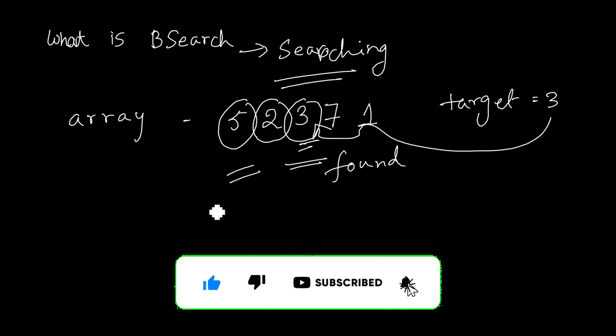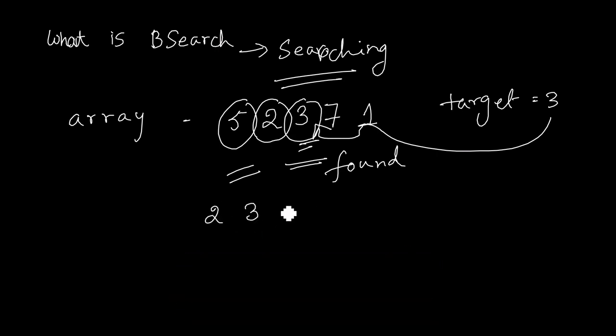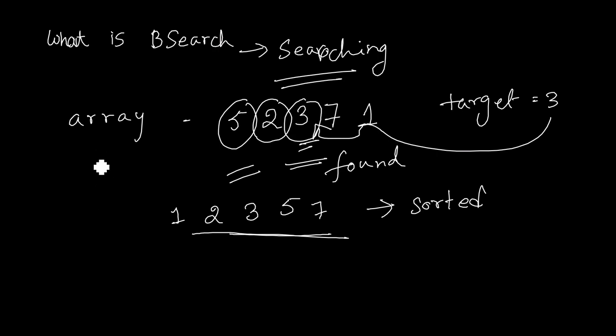So for example, we have this array: 2 3 1 2 3 5 7. That array is sorted, and whenever an array is sorted we can apply binary search. How will we apply it? I will give you a simple logic. For example, you need to find one word in a dictionary, maybe the word rat. In general in our life we also apply binary search.